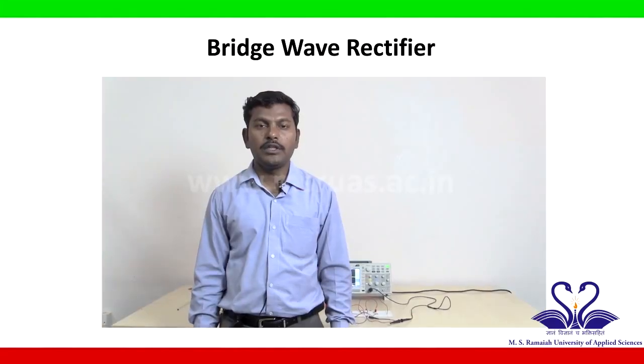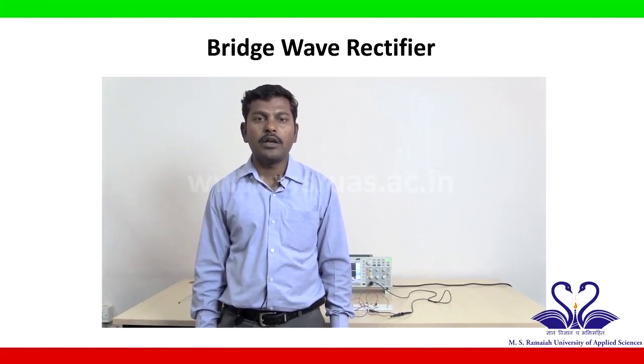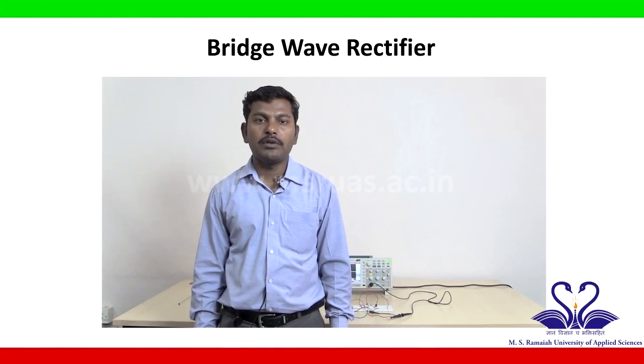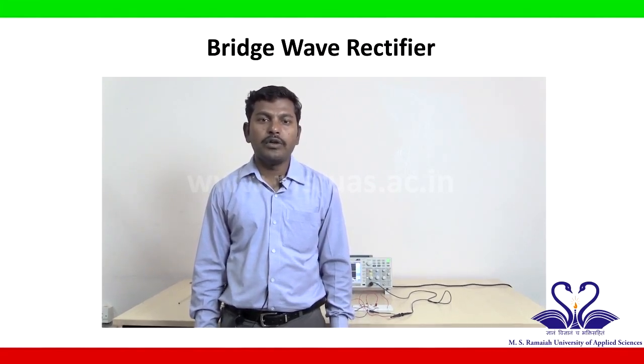Now we have finished with the circuit connection of a bridge wave rectifier with capacitor filter. There we have observed the output waveform of the bridge wave rectifier with capacitor filter, and also we have measured the output voltage value. Based on those values we will do the further calculation. By this we have finished with the bridge wave rectifier experiment.